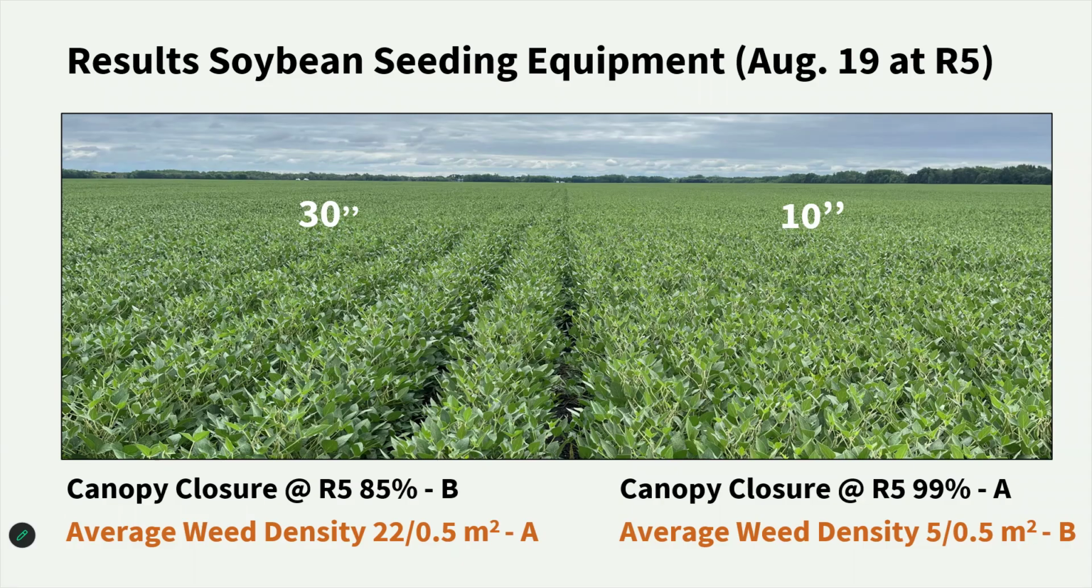We also counted weeds in each treatment, and there were significantly more weeds in the wide rows. On average, there were 22 weeds per half a meter squared in the wide rows, and only 5 weeds per half a meter squared in the narrow rows. And this indicates superior weed competition with the narrow rows.